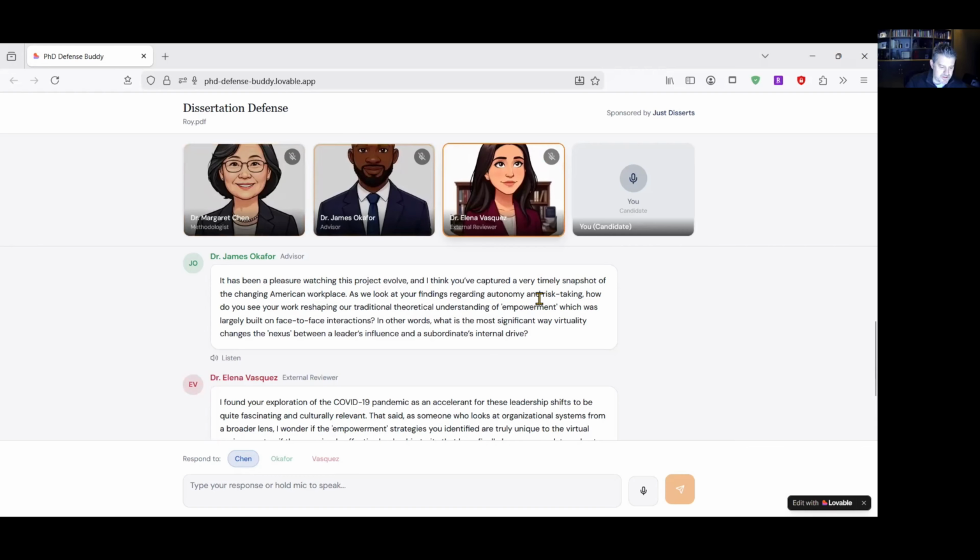So again, looking at his questions, he talked about autonomy and risk taking. How do you see work reshaping our traditional theoretical understanding of empowerment, which was largely built on face to face, pre COVID-19 models where people work in predominantly office environments? So, what's the most significant way virtuality changes the nexus between a leader's influence and a subordinate's internal drive?